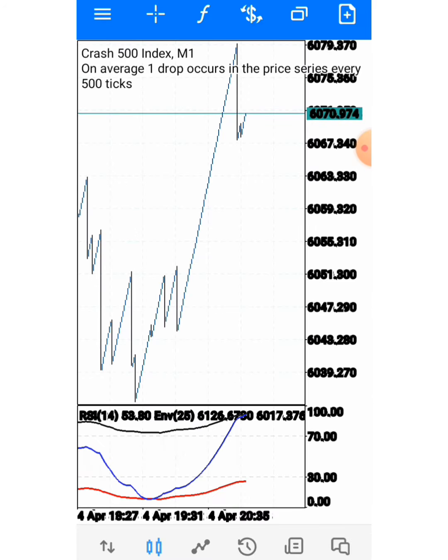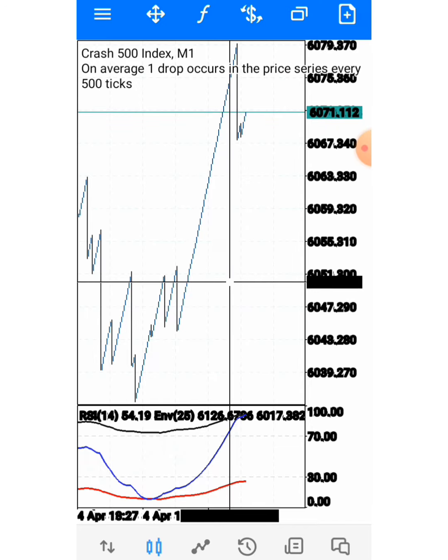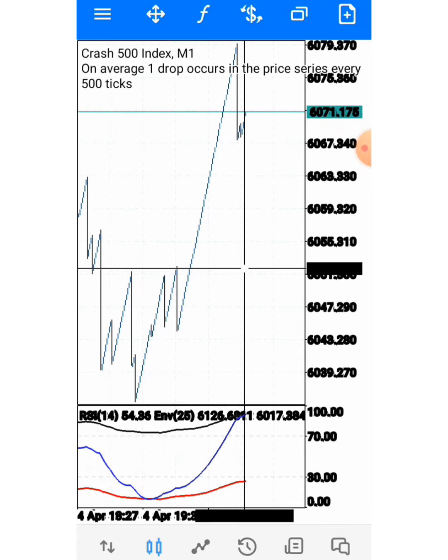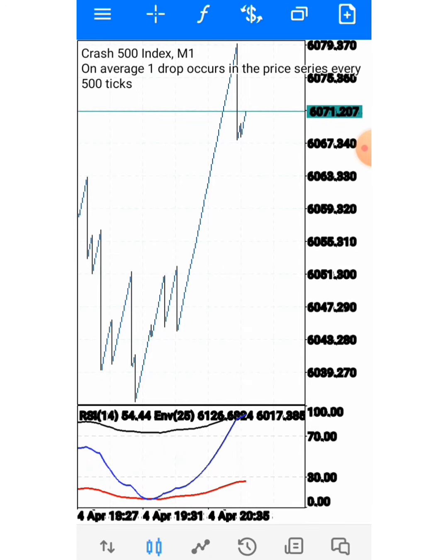How does this strategy work? It is used for catching spikes in the boom and crash market. You can see, though I missed this trade because it had started reacting before I came back. At this topmost edge, immediately you see this blue line reaching almost 90.